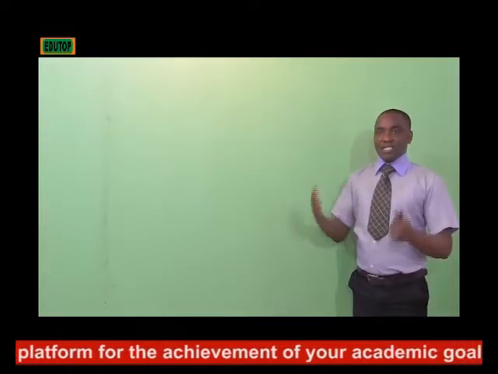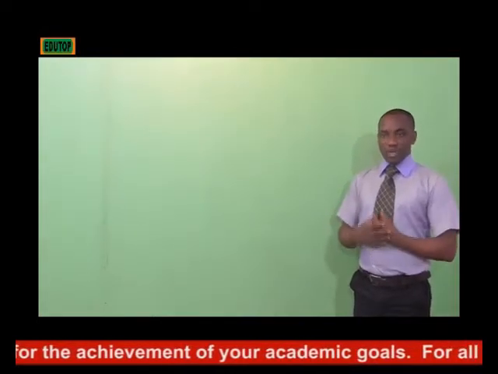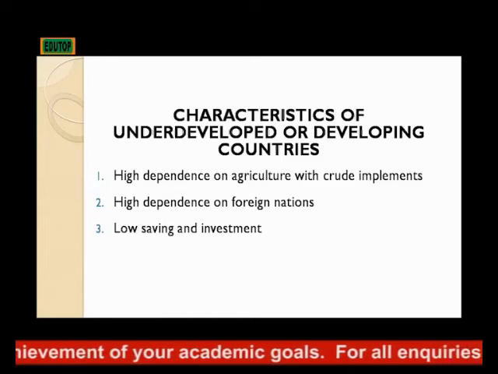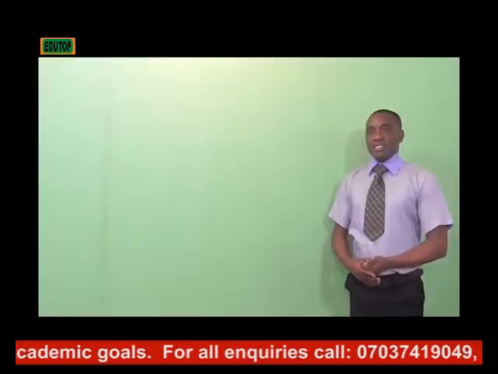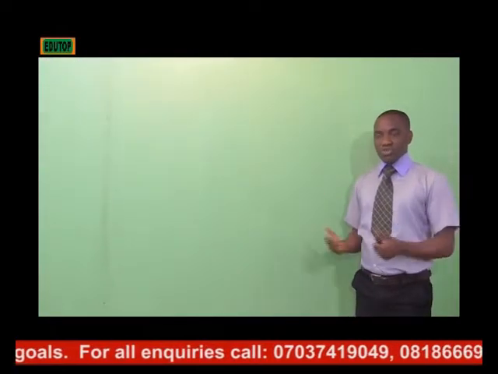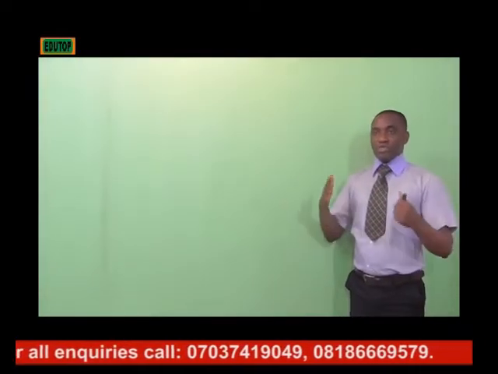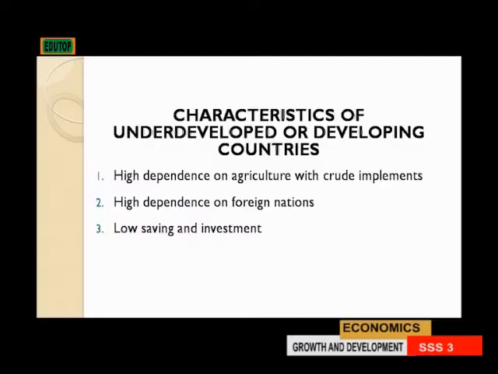Then, what are the characteristics of underdeveloped or developing countries? 1. High dependence on agriculture with crude implements. That is, the agricultural practices in such countries are usually done with crude implements. They are not mechanized agriculture, they are not mechanized farming. 2. High dependence on foreign nations to sustain and to survive. That is, they depend more on foreign nations. That means they import more of their products from other countries.